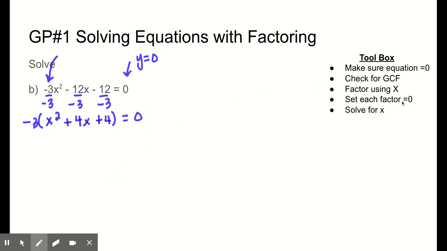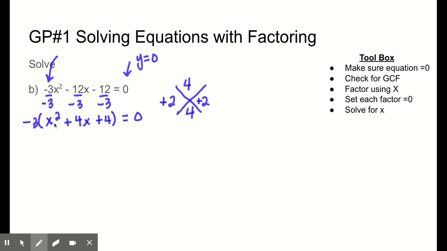From there, we're going to factor using the x, so we multiply a times c. So we're just factoring what's in the parentheses now. Our a value is 1, our c value is 4. That's going to give us 4, and our b value is also 4. So factors of 4 that add up to 4 are going to be 2 and 2. We're multiplying to get a positive and adding to get a positive, so these will both be positive 2's.